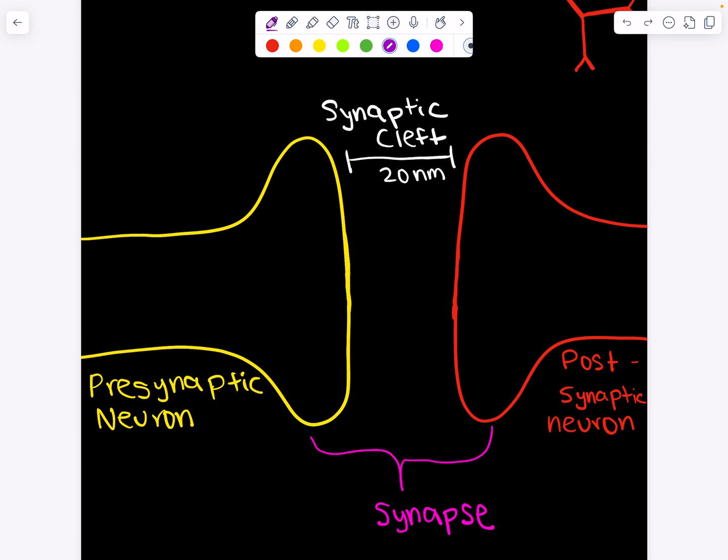which is 20 nanometers. Very small, 2 times 10 to the 8 nanometers. It's even smaller than a virus.